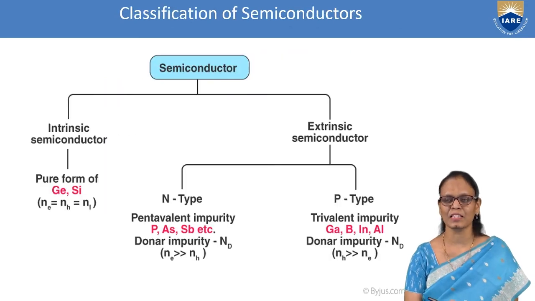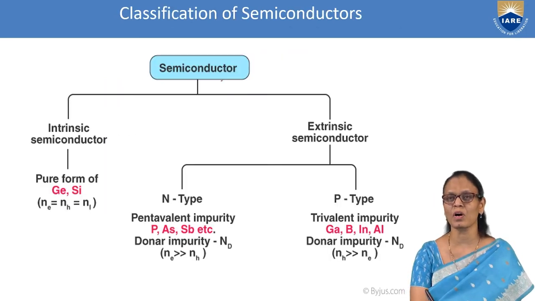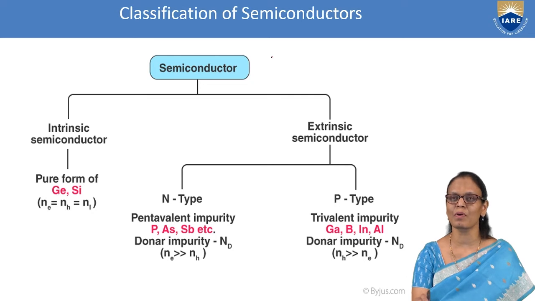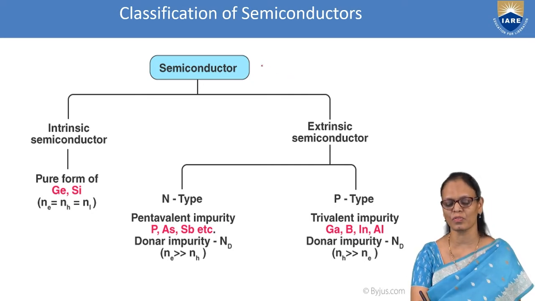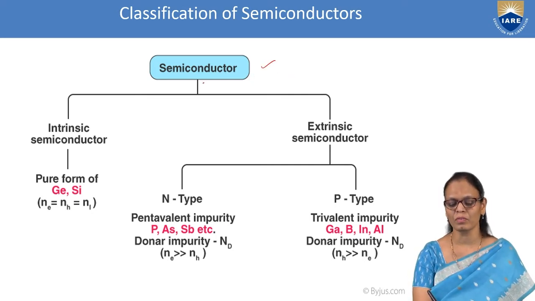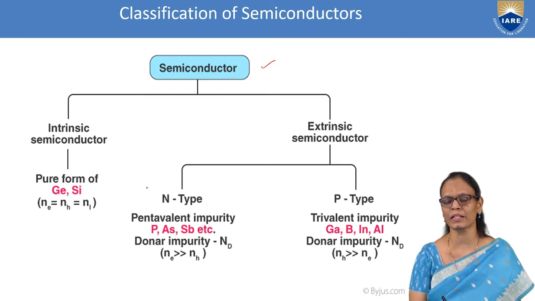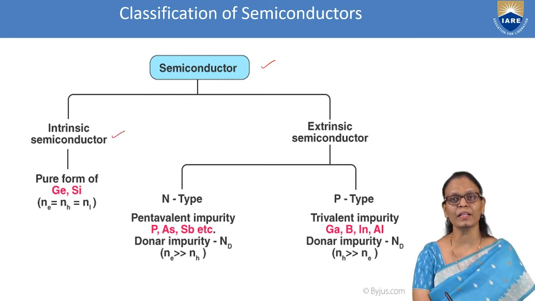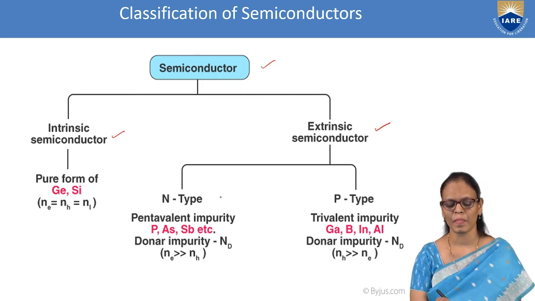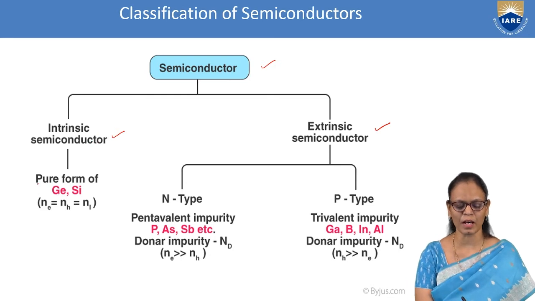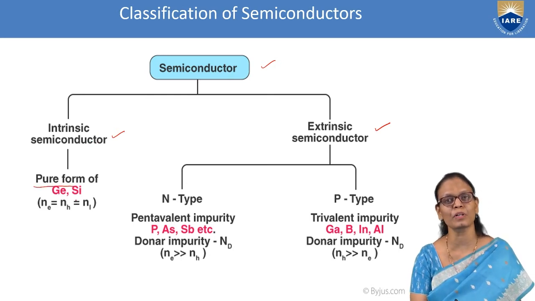Now, if you see the classification of semiconductors, a semiconductor is one which is partially conducting, or where the valence band and the conduction band are separated by a very small gap. That is the introduction of a semiconductor. Now, the broad classification of semiconductors: we have intrinsic semiconductors and extrinsic semiconductors. Intrinsic semiconductors are pure semiconductors. They are in the pure form.